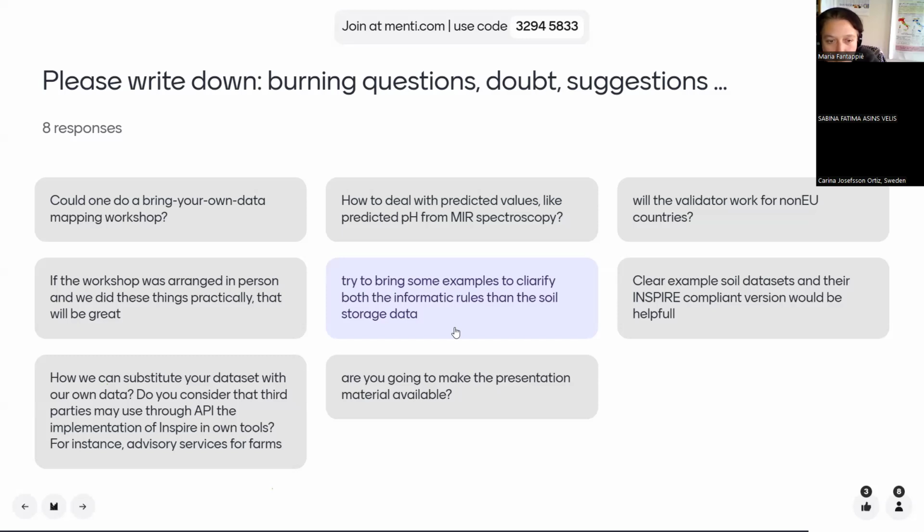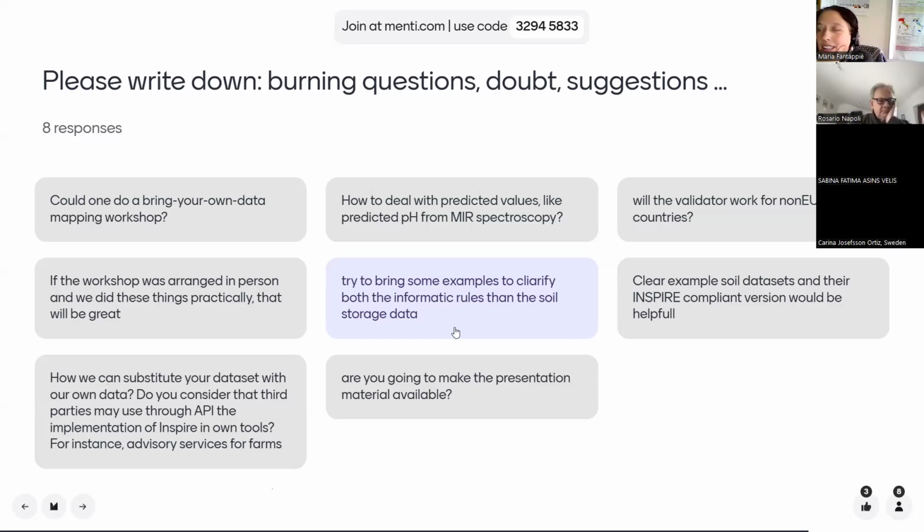There is one open question in the chat. I don't remember from whom. I don't see the chat, so I will find it again. Doubts about soil profile tables, from Rosario Napoli. Yes, sure. He had a doubt about the use of the same table for observed and derived profiles, I suppose.